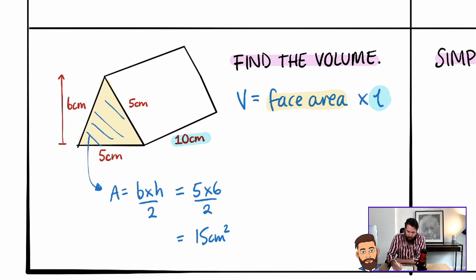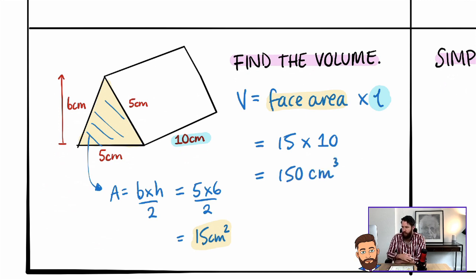We now have all of the relevant information that we need to solve this and find the volume. The face area is 15 times by the length, which is 10. 15 times 10 is 150, remember, centimeters cubed for volume.